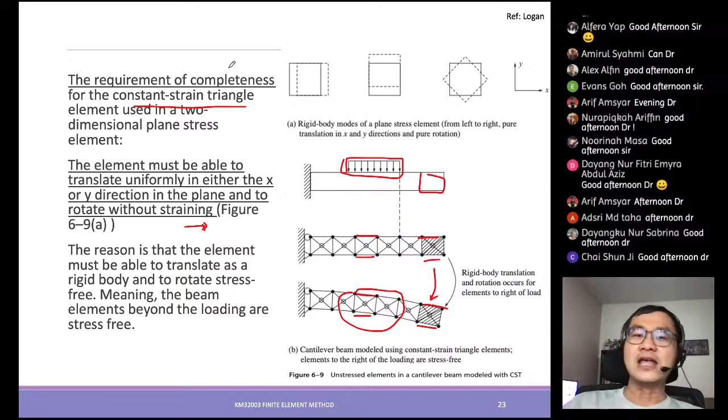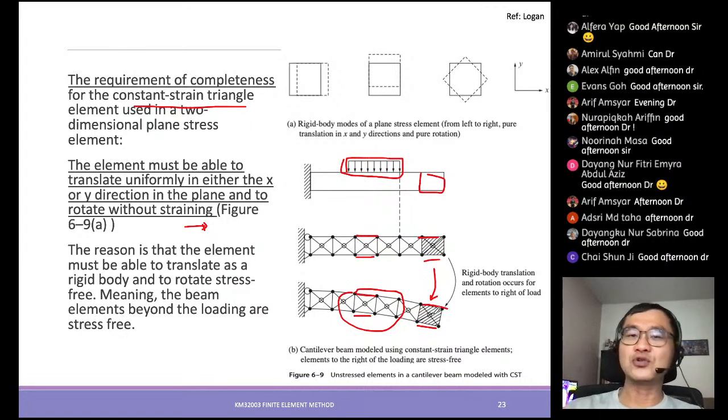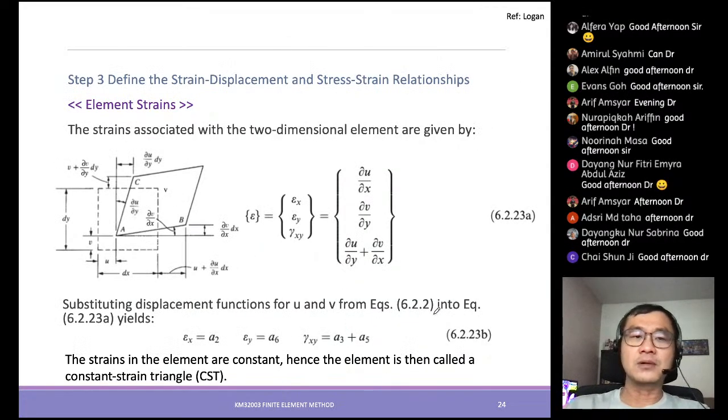So this ensures that the whole structure is what we call complete, so that it will not force all the elements to change shape or to remain there. It must be able to translate in order to maintain the real situation of the problem. So once we obtain that part, next we would want to define the stress-strain relationship.